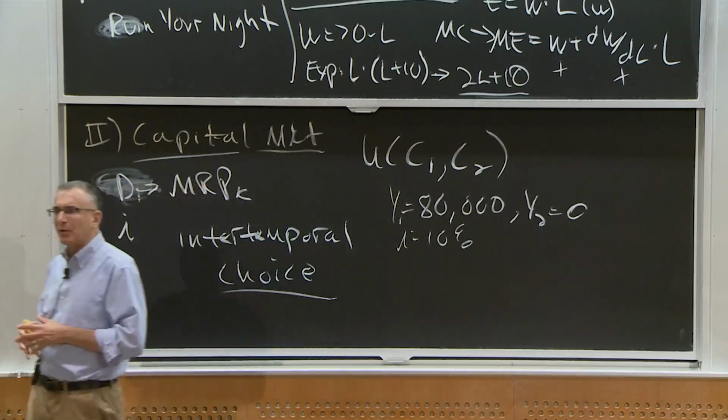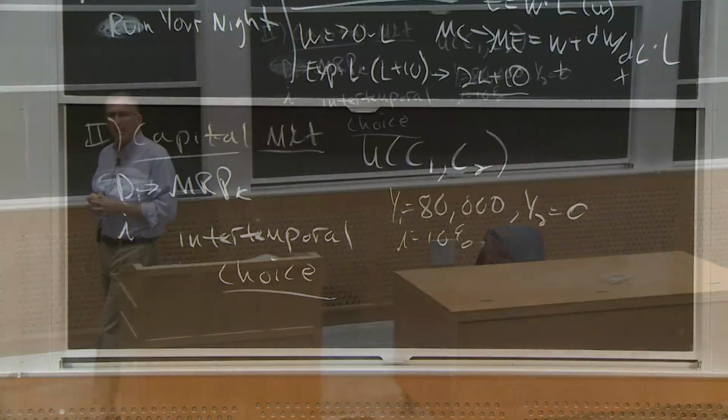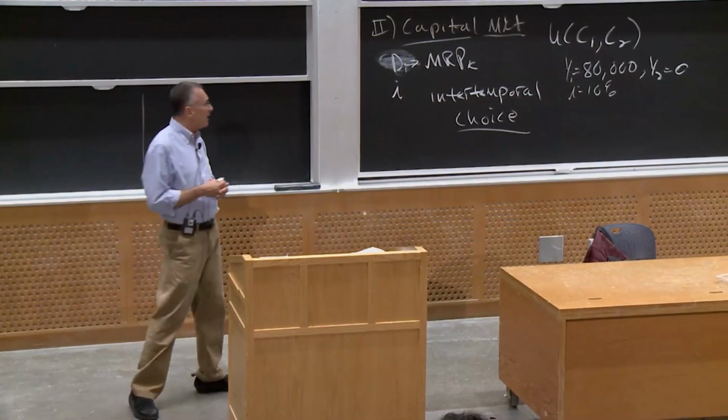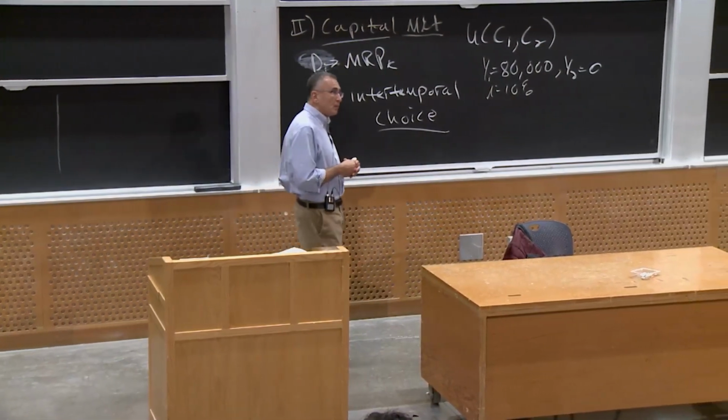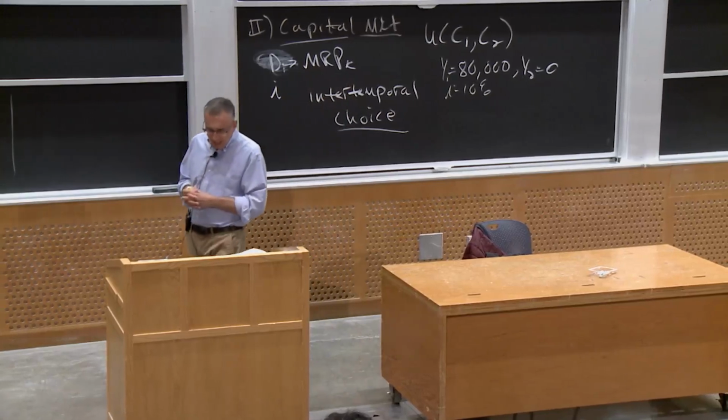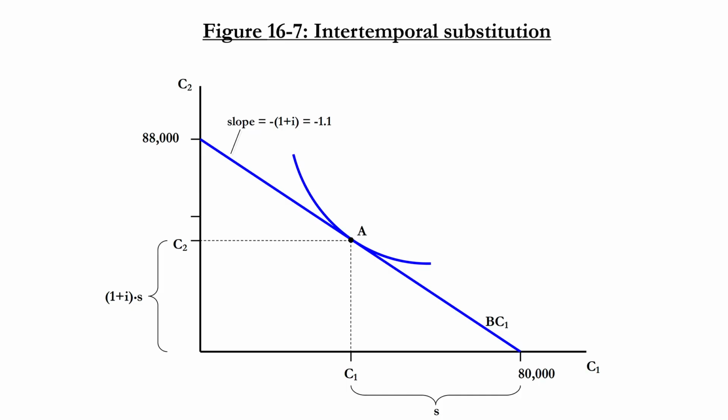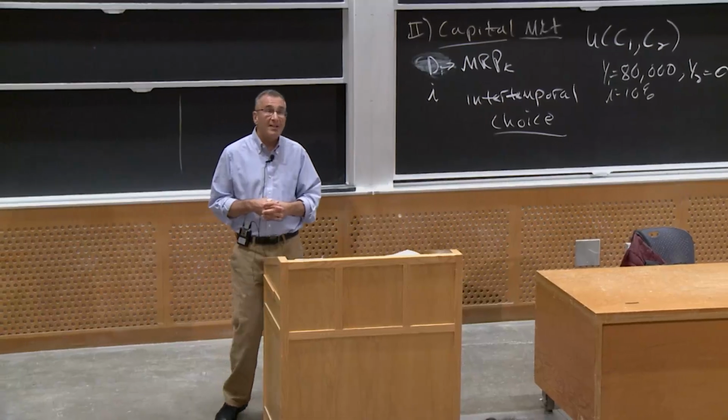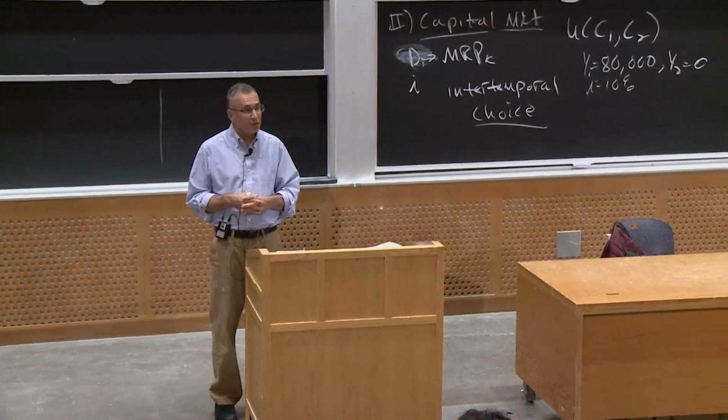It gets more complicated with income in period 2. You'll see that in the problem set. Okay, my income in period 2 would be 0. Now, my question is, what do I do? Well, you can see that in figure 16.7. Figure 16.7 has my first period consumption on the x-axis, my second period consumption on the y-axis. One option would be to consume everything in year 1 and nothing in year 2. That's not very attractive. The other option is to consume nothing in year 1, in which case I would have 88,000 in year 2. Why? Because I would save 80,000 at a 10% interest.